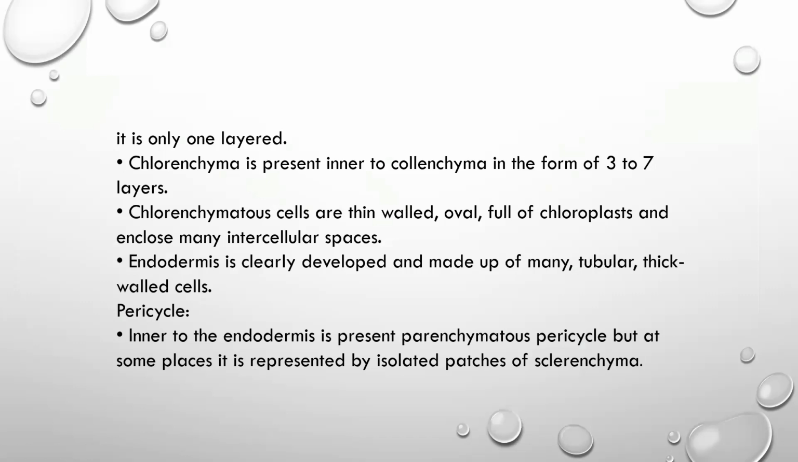Chlorenchyma is present inner to the collenchyma in the form of 3 to 7 layers, and the chlorenchymatous cells are thin-walled, oval in shape, full of chloroplasts, and enclose many intercellular spaces. The endodermis is clearly developed and made up of many tubular thickened wall cells. Next, a pericycle is present. Inner to the endodermis is the pericycle, which is parenchymatous, but in some places it is represented by isolated patches of sclerenchyma.